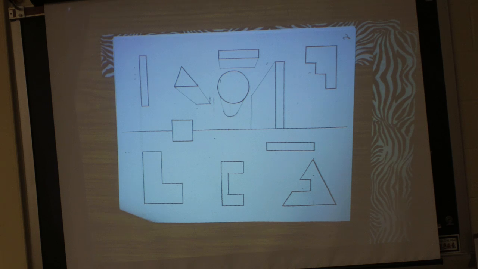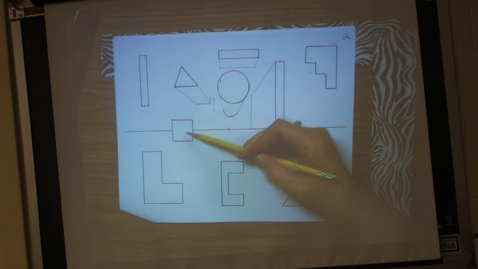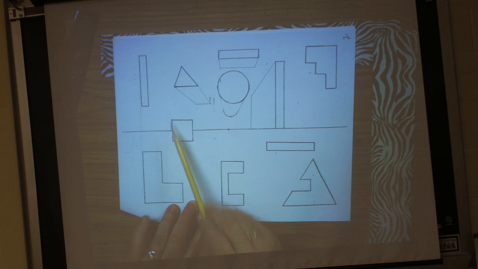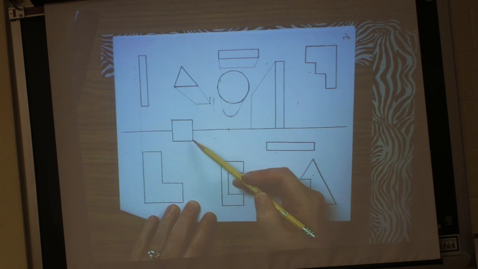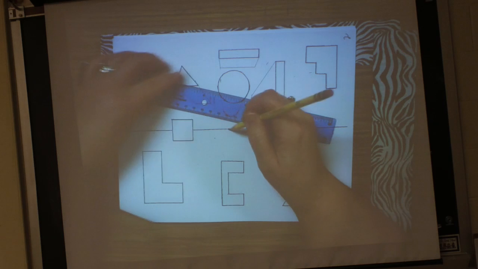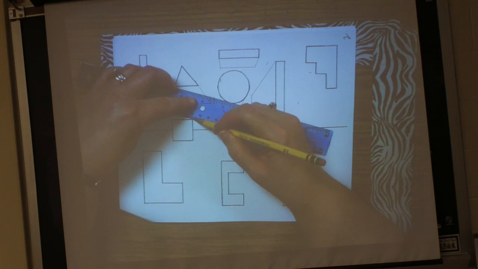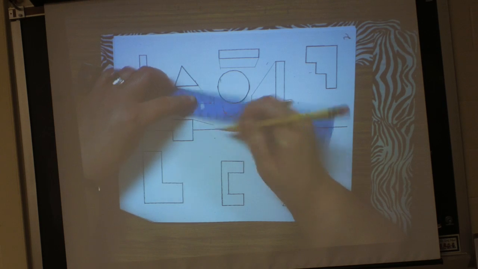Okay. Let's look at this one. If I try to connect this corner or this corner, it would draw through the shape. That means they're invisible corners that I can't see. But this corner and this corner will go toward the vanishing point. I'm going to go about halfway.